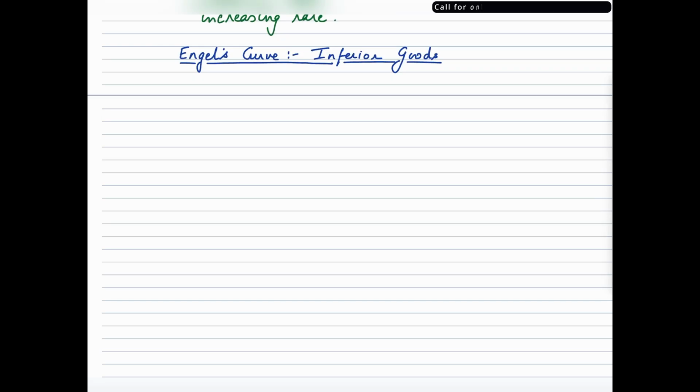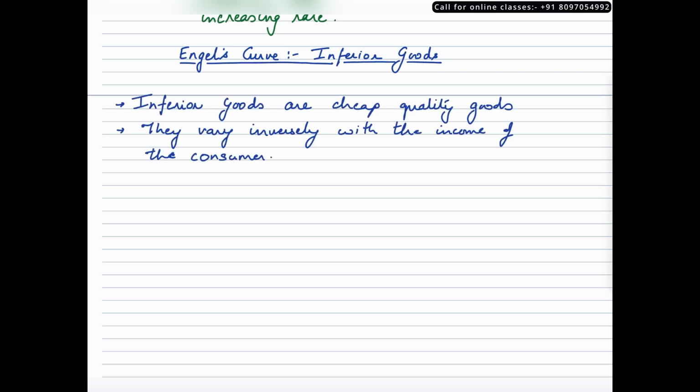Now before we begin how an Engel's curve could be represented for inferior goods, let's do a small recap. What are inferior goods? Inferior goods are cheap quality commodities and they have an inverse relationship with the income of the consumer. When we say inverse relationship, what does it mean? It means that as the income of the consumer increases, a consumer would consume less of these inferior goods. So the quantity consumed of inferior goods would tend to fall.